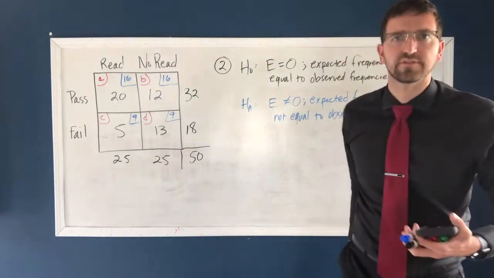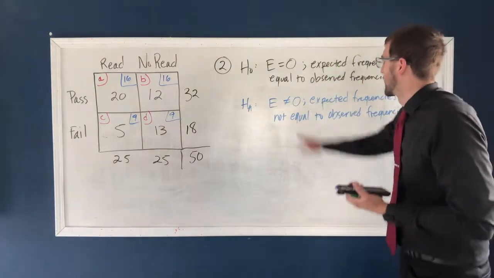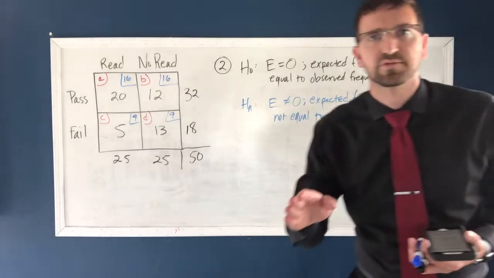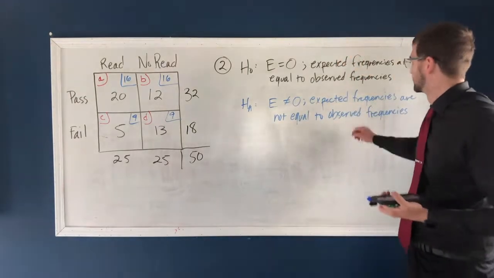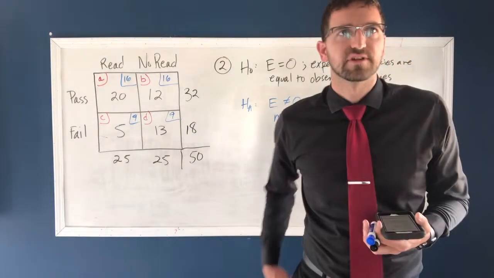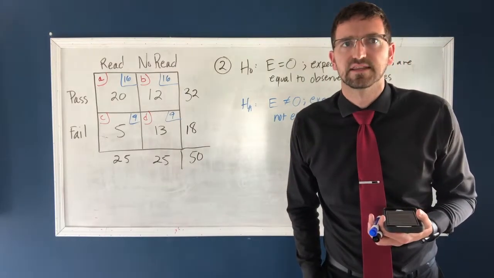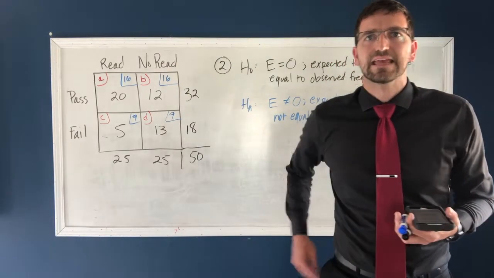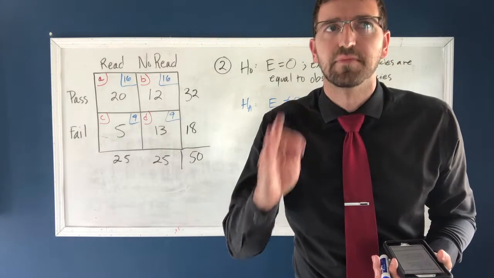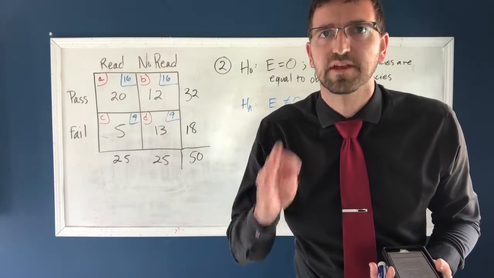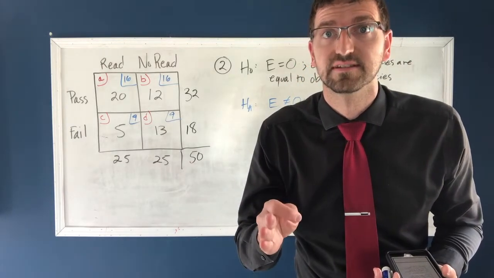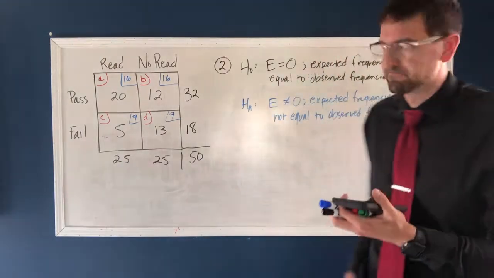Okay? The alternative hypothesis is expected frequencies are not equal to the observed frequencies. If the expected frequencies are not equal to the observed frequencies, it means that there must be a relationship between the two variables.